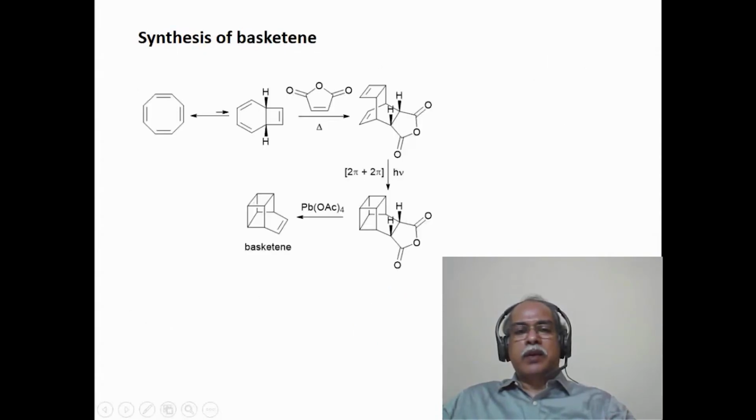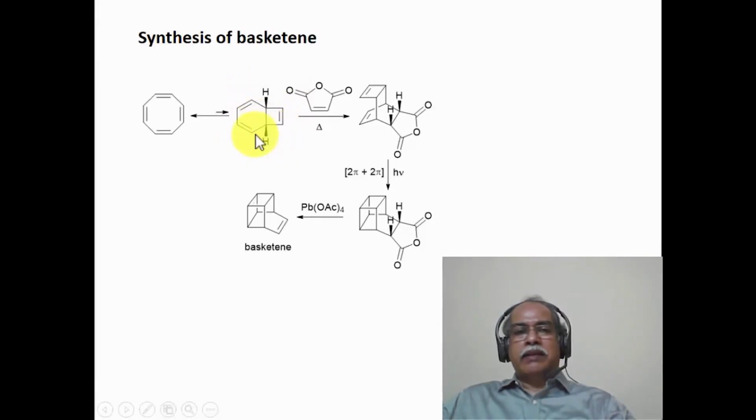A similar cage molecular structure is also known as basketene. This is a very interesting molecule. This double bond is supposed to be the handle of a tilted basket as it is drawn in this particular shape. Now this molecule is synthesized using the methodology shown in this particular slide. The cyclooctatetraene undergoes valence isomerization by means of an electrocyclic ring closing reaction under thermal condition to give this fused bicyclic system where you have a cis fusion of the bicyclic system.